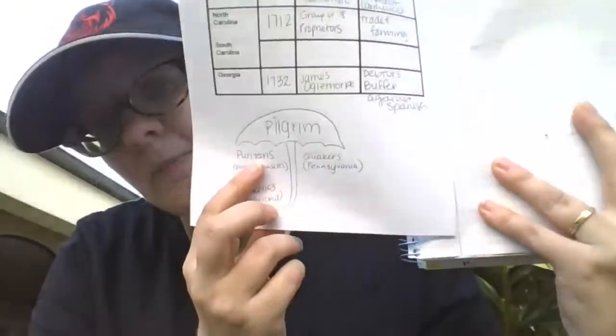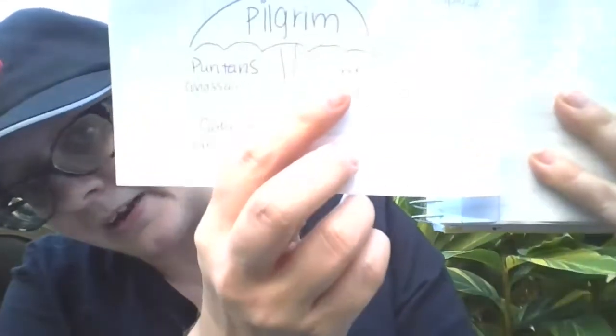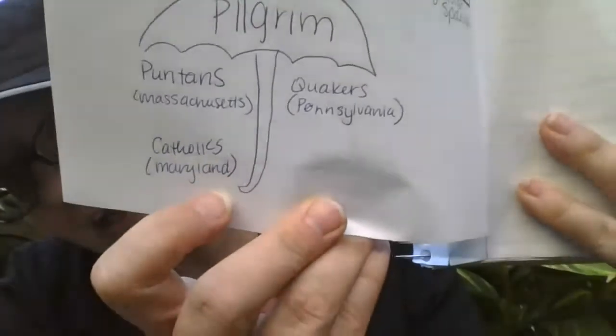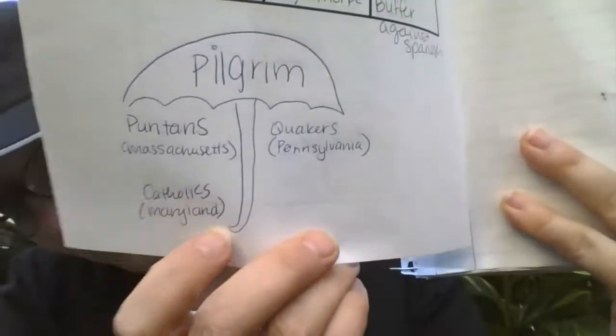Okay. I also want to highlight our Pilgrim groups. I tried to teach y'all to do this umbrella. Puritans in Massachusetts. Quakers in Pennsylvania and Catholics in Maryland. Okay, so those three Puritan groups.